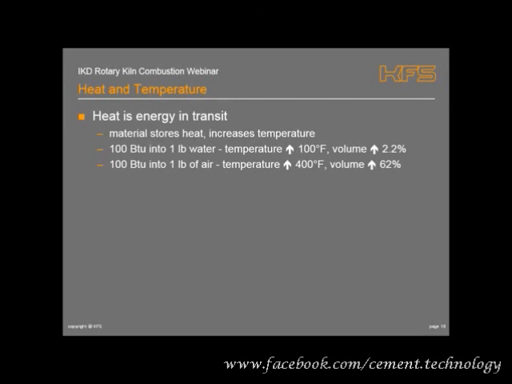Heat energy is in transit. It's stored as heat and increases the temperature. So you start off with the original fuels, and effectively the heat is stored within those fuels until they react, passing the heat into the atmosphere around it. If you were to put 100 BTUs into a pound of water, its temperature would rise by 100 degrees F, and its volume would increase by 2.2%. But if you put it into air, it will rise by 400 degrees, and its volume will increase by 62%. And some of this expansion is the work that's used to generate the heat transfer within the kiln.